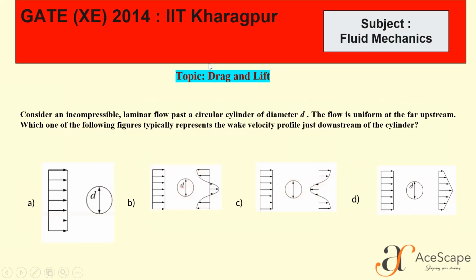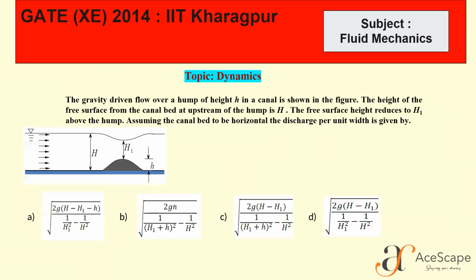Because of this hump, the surface got reduced. The height of this hump is h, and this is h1, and earlier the height was h. Let's say this is point 1 and this is point 2. In the question, it is asking for the horizontal discharge per unit width. So we need to find the discharge per unit width.